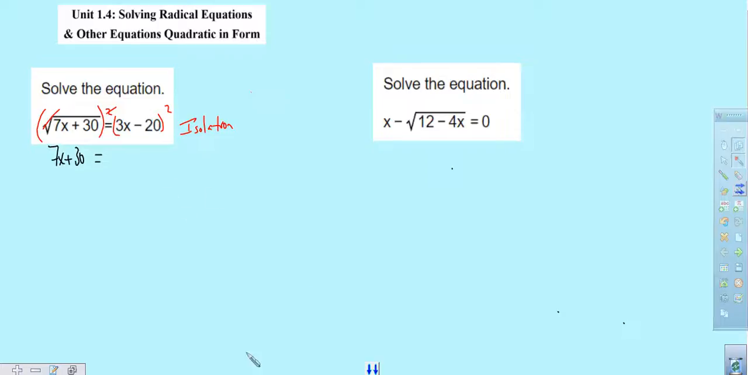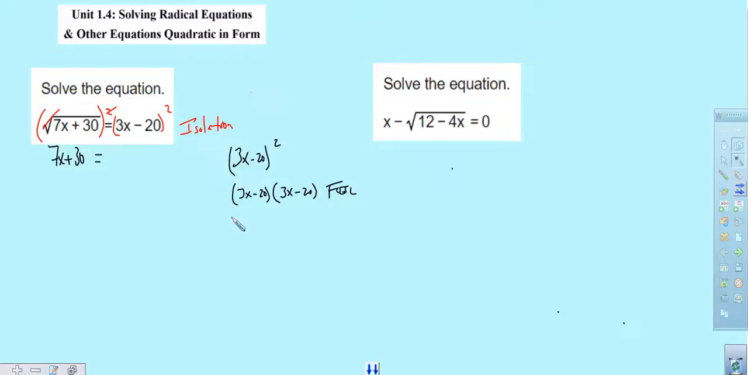At this point, on this right-hand side, we come off to the side, and remember we have 3x minus 20 squared. And so remember that means we actually have 3x minus 20 times 3x minus 20, and then we FOIL that together.